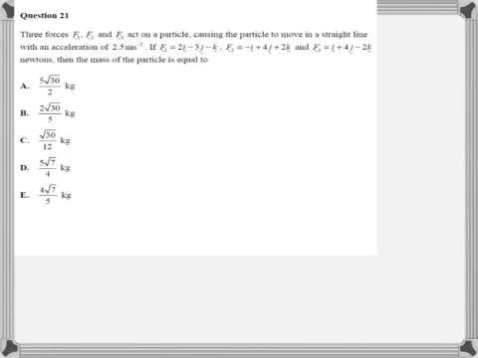Okay, next question. Three forces, F1, F2, F3, act on a particle which cause the particle to move in a straight line with an acceleration. If F1 is this vector, F2 is that vector, and F3 is this last vector, measured in newtons, then the mass of the particle is equal to. So we've got to find mass from force, with three forces acting on a particle, and we can draw on the idea of a resultant force of the three. Okay, I'll give you a few minutes to think about it.